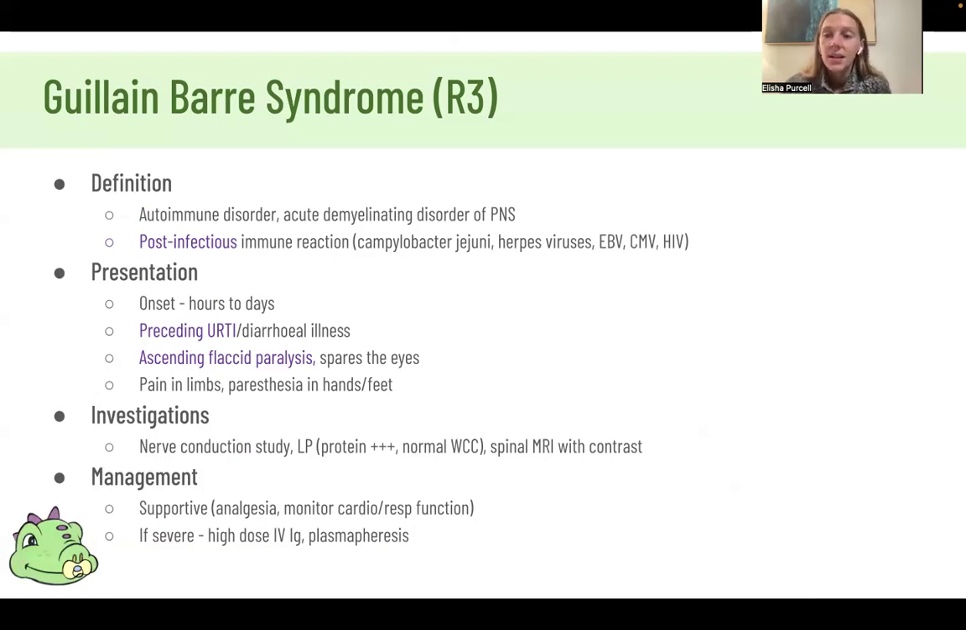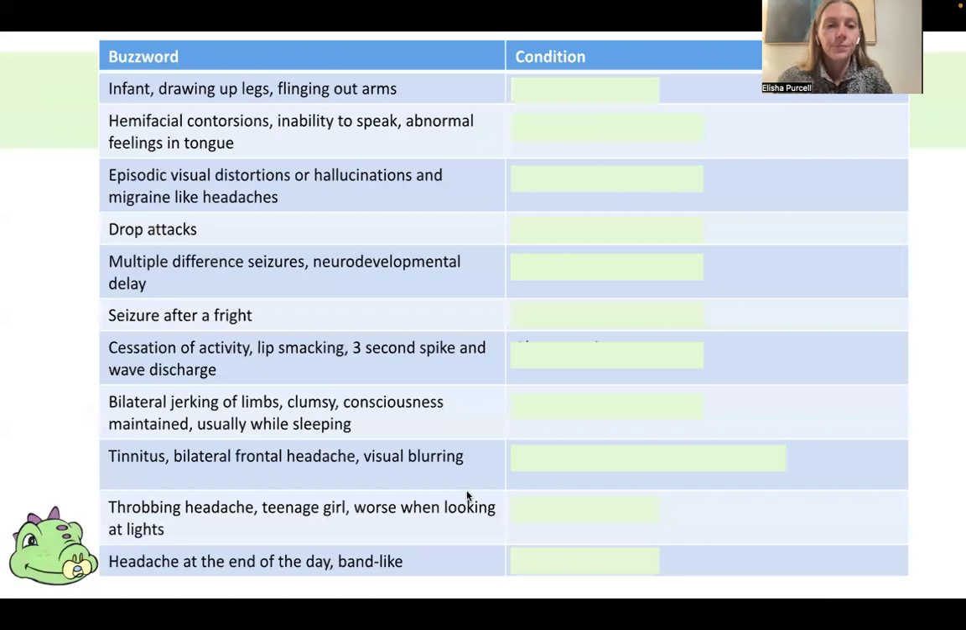How it presents: it has a short onset, hours to days, and obviously you have a preceding ED or diarrheal illness from one of these infections. The most classical presentation is ascending flaccid paralysis. You can do a number of investigations, and management is supportive, but if it's severe, you can trial high dose IV immunoglobulins or plasmapheresis.